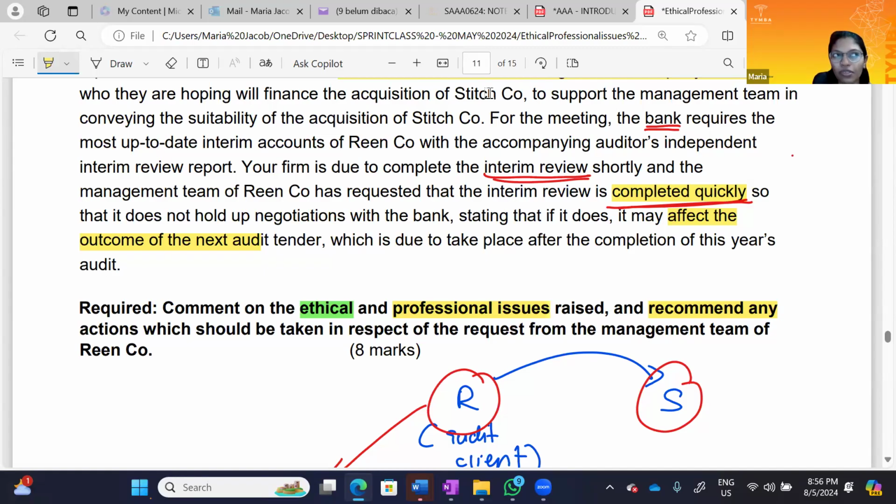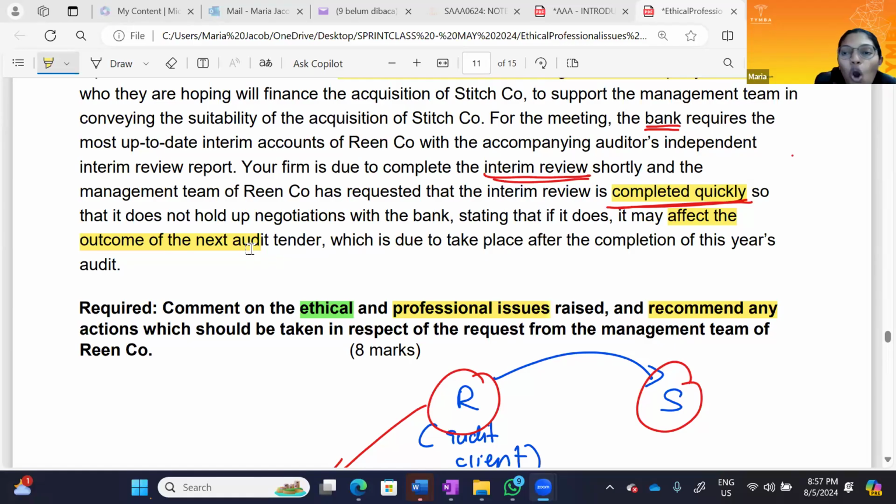Do we comply with the request, or do we try to do something else? Yeah, we can communicate the matter with those charged with governance. We can also say that we might try to use more staff. We'll try to negotiate with them for a little extension. Something like that, rather than straight away saying that you want to withdraw.